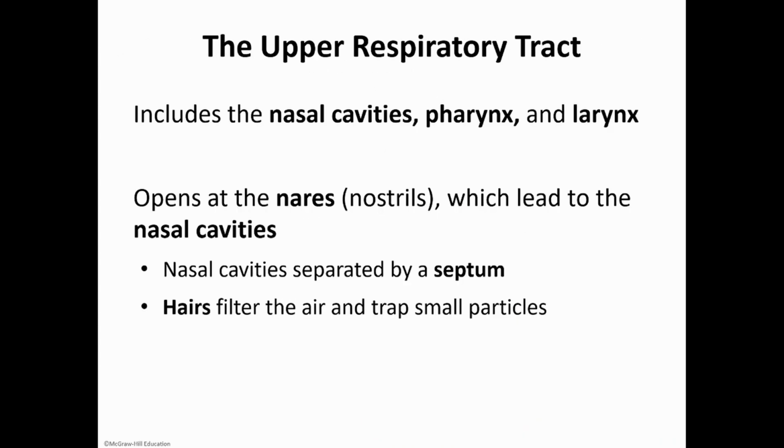So let's start with the upper respiratory tract, where we have the nasal cavities, the pharynx, and the larynx. The nasal cavities open out through what are called the nares, or the nostrils, which lead to those nasal cavities. Nasal cavities are separated by a septum. So if you think about that popular piercing that a lot of people have gotten in recent months or years, it's that piece of flesh that you see between your two nostrils.